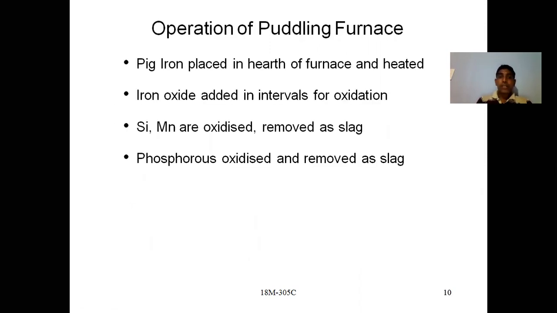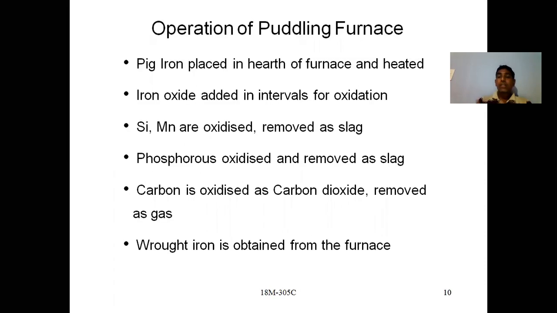And coming to operation. See what happens in a puddling furnace. It is also very, very important. So we have discussed construction, and now we are discussing operation. What are the things that will happen in the puddling furnace? If you see here, pig iron is placed in the hearth of the furnace and heated. Just now I told you, pig iron is the charge. It will be placed on the hearth from the charging doors, and later the furnace will be fired, that means it gets heated.